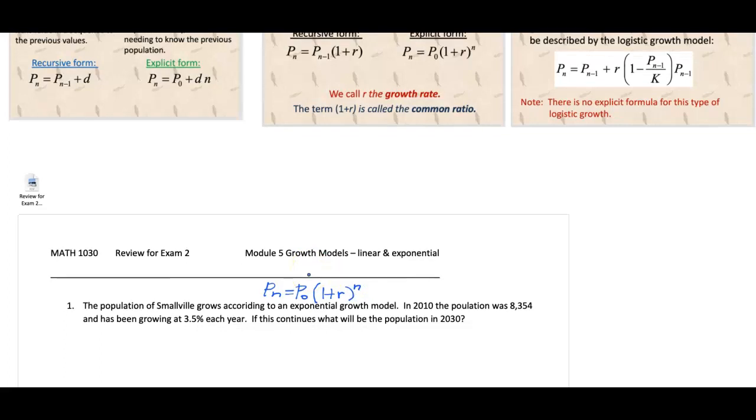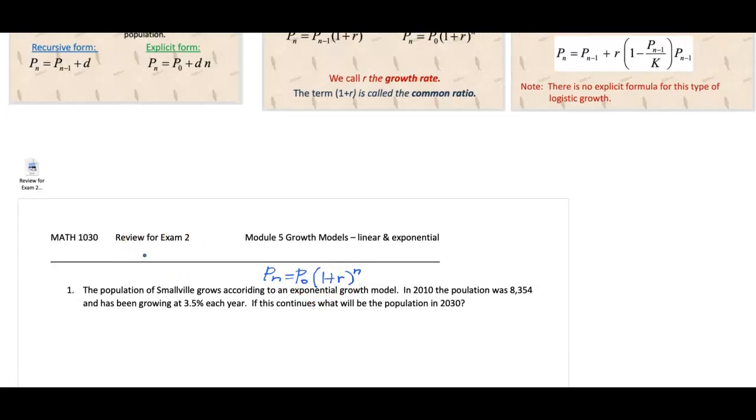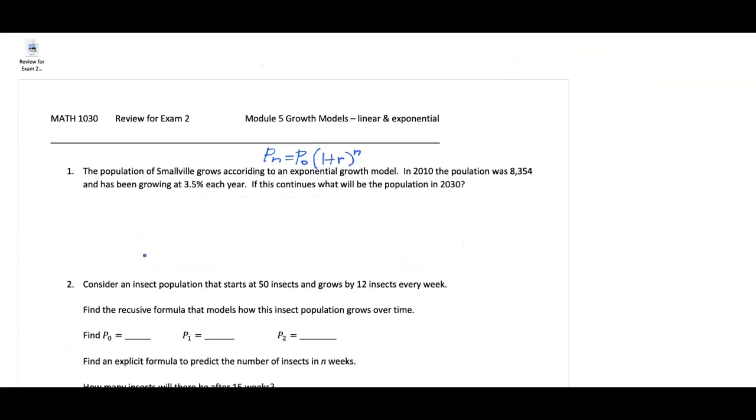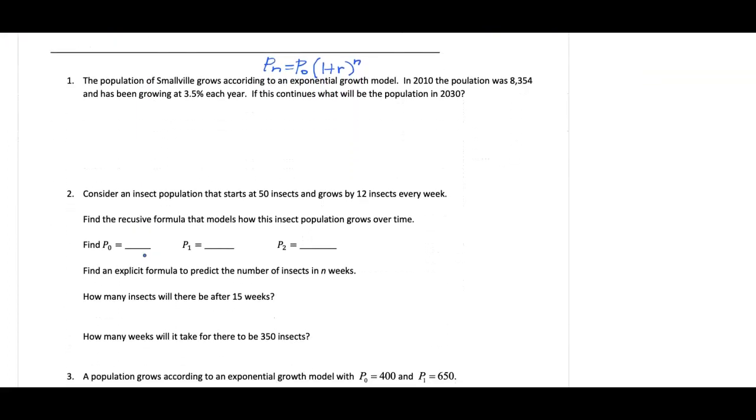All right. And notice up here that r is the growth rate. And then when you're adding the 1 to it, that 1 plus r is called the common ratio. But just to make sure you're clear on that, what that is. And so, does everybody see why that would be the one that we'd be using on this one?